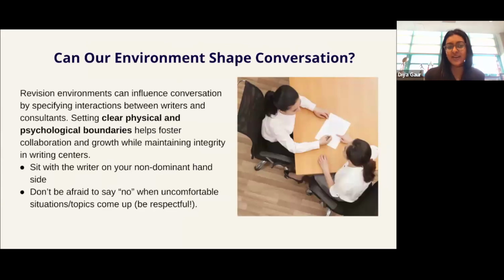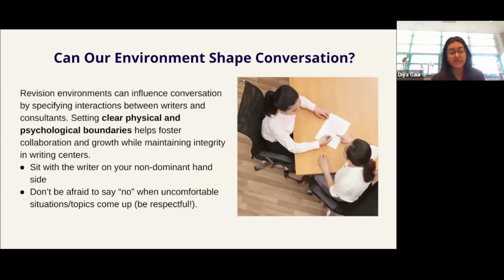Okay, so this is the big question: can our environment shape conversation? The answer to this: absolutely. The setting of a writing consultation directly impacts the way that a conversation unfolds. Everything from the physical space to the atmosphere affects how we interact and influences how the writer engages with feedback.